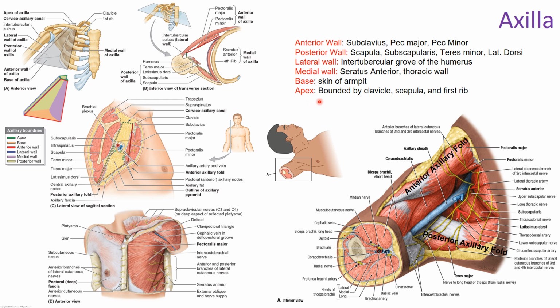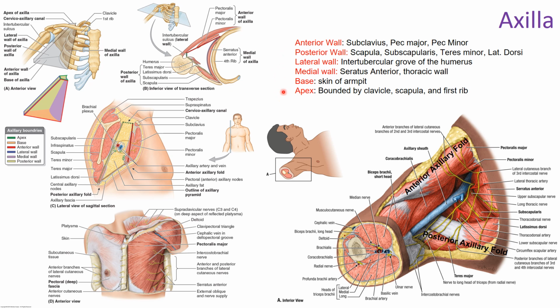So the apex is going to be bounded by the clavicle, the scapula, and the first rib. So it's this open space right here. Here is your clavicle, here is your first rib, and in the back you have the scapula. So those are the borders of the apex. And in total, that will walk you through all of the regions of the axilla.